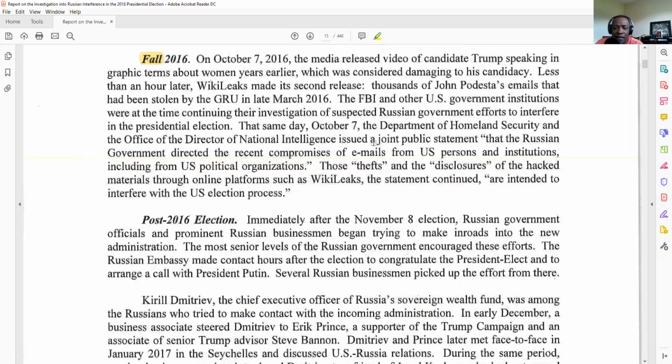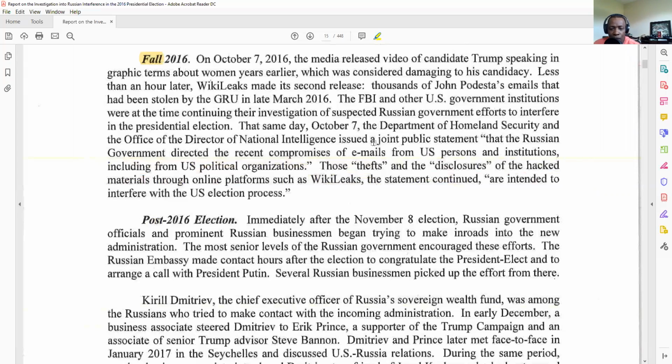Thousands of John Podesta's emails that had been stolen by the GRU in late March 2016. The FBI and other government institutions were at the time continuing their investigation of suspected Russian government efforts to interfere in the presidential elections. That same day, October 7th, the Department of Homeland Security and the Office of Director of National Intelligence issued a joint public statement that the Russian government had directed recent compromises of emails from U.S. persons and institutions, including the U.S.